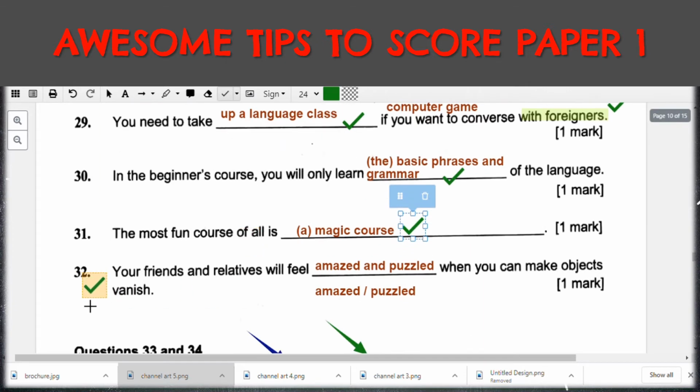Now let's look at 32. Your friends and relatives will feel what when you can make objects vanish? Look out for this, vanished. Friends and relatives.